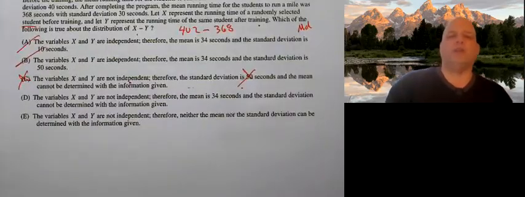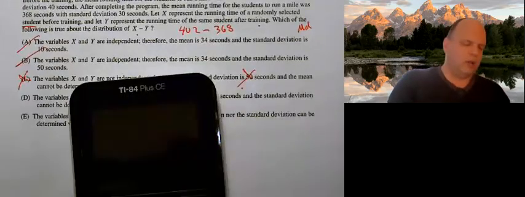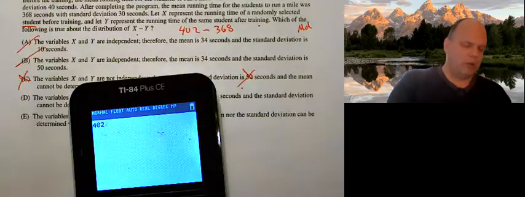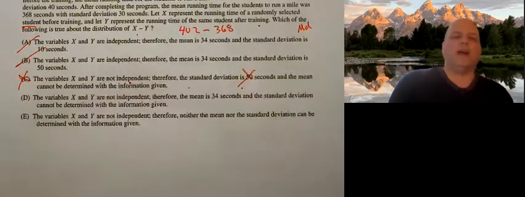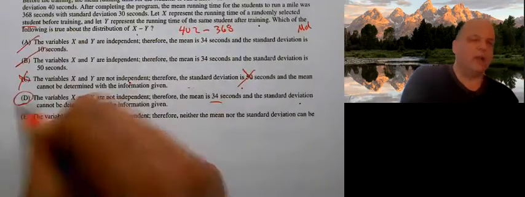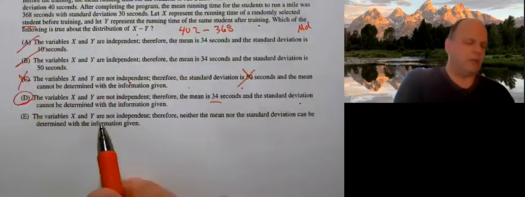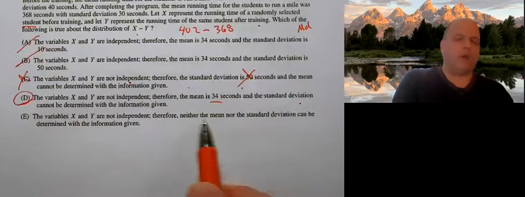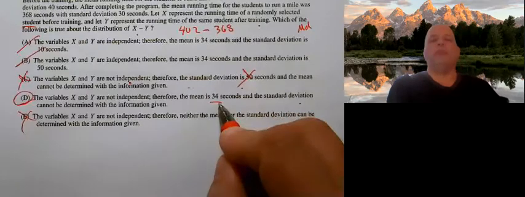Therefore, the mean is 34. Let's check that out. 402 minus 368, and we can calculate the mean, and it is in fact 34. And the standard deviation cannot be determined. That's true. The variables X and Y are not independent, therefore neither the mean... No, that's not true. You can still calculate the mean.